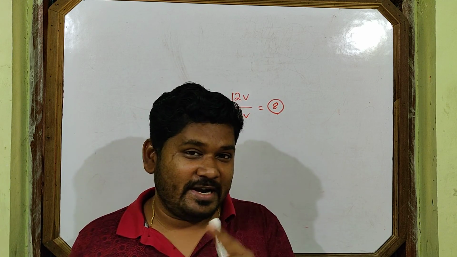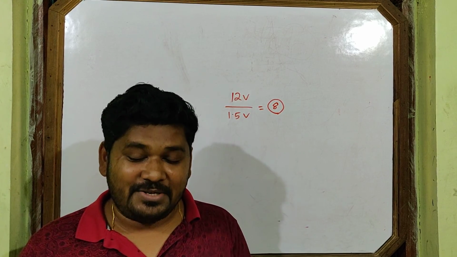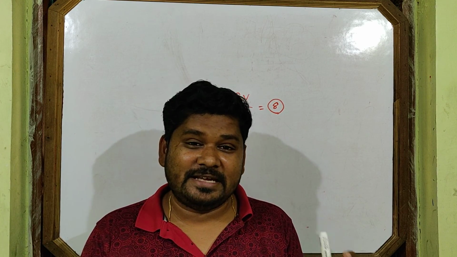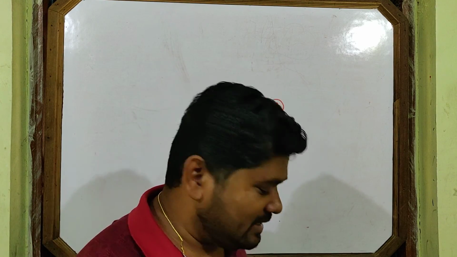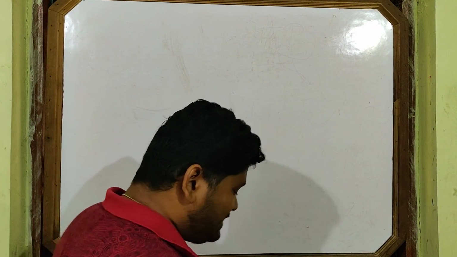The second question is, when you bring the 8 cells, how will you connect them? A cell has one side positive and one side negative. How will you connect the 8 cells? This is also a big question for you. So that is what we will discuss today: combination of cells, how we connect the cells, and which combination will be useful in which situation.